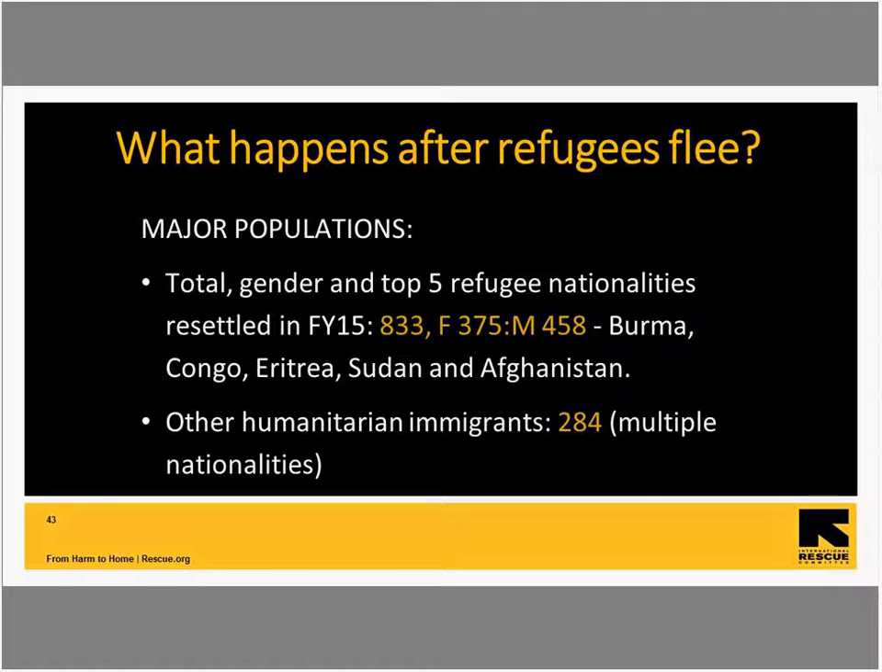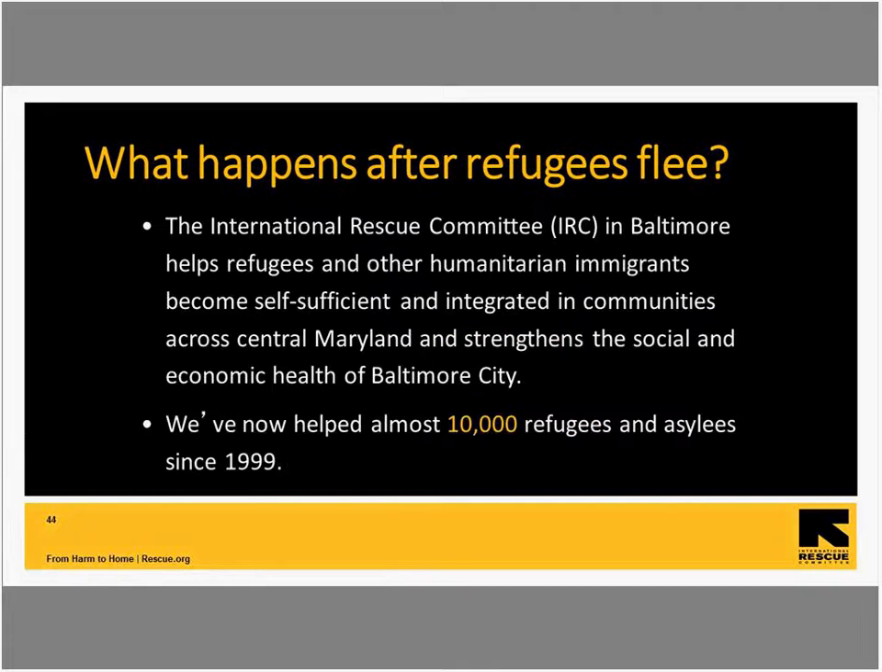The refugee nationalities resettled in the past fiscal year were from Burma, which you might also know as Myanmar, Congo, Eritrea, Sudan, and Afghanistan. And there are immigrants from other populations.